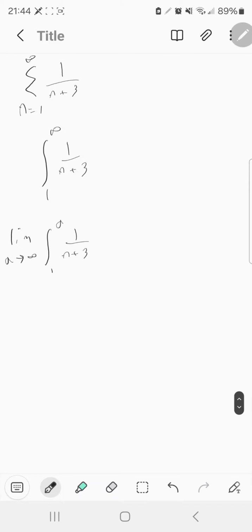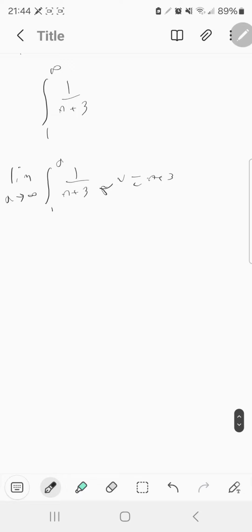This is just the integral where u is going to be equal to n plus 3. Since du is just going to be equal to 1, and this is going to end up as 1 over u, we can just write the limit as a approaches infinity of ln of n plus 3, because that's what we're going to end up with, evaluated from 1 to a.